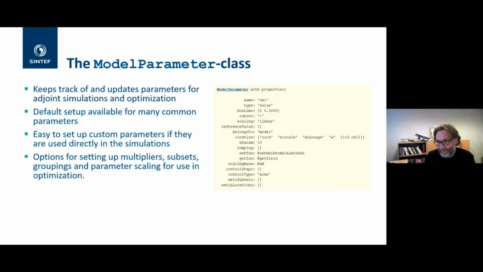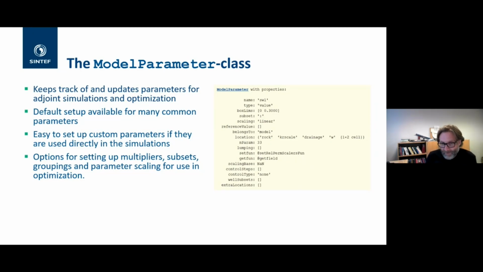The main task of this model parameter class is to keep track of where these parameters are in our model and how to set and get parameters and so on and update them. In this, for every class of parameters, there are limits that are used both as bounds in our optimization, but also to scale the optimization problem. So this is just one example.